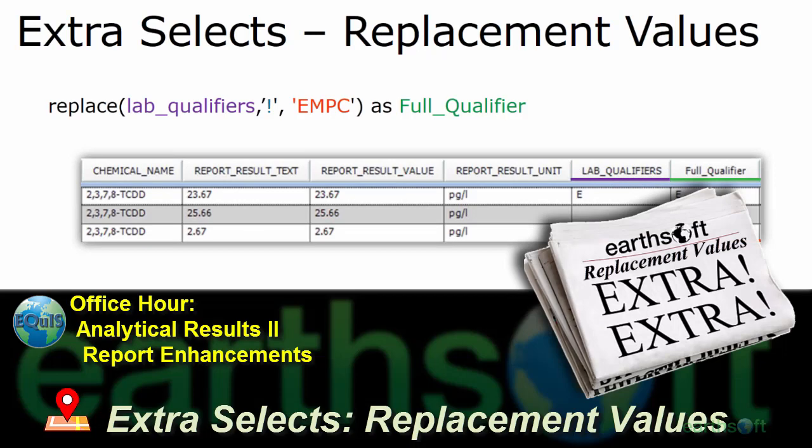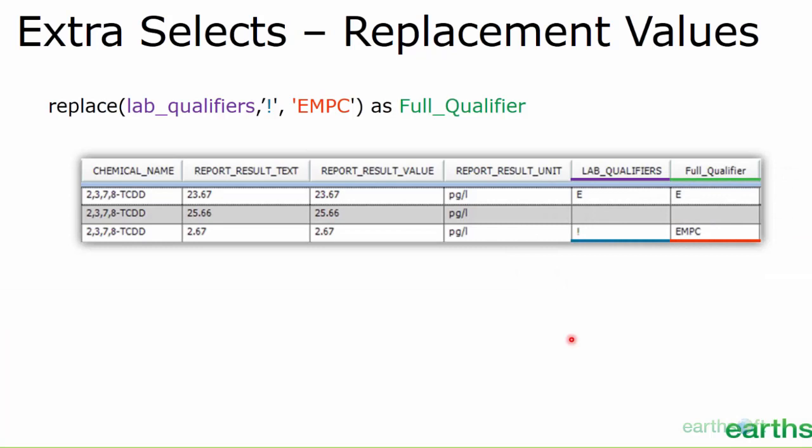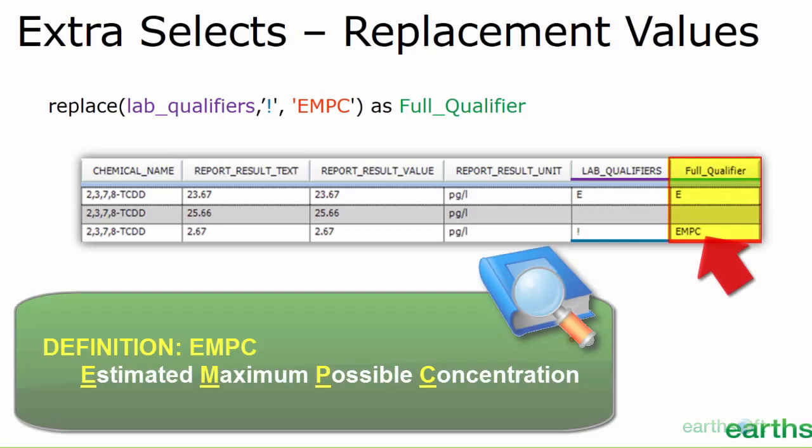The next type of extra selects that we're going to talk about are replacement values. This is actually a hot topic that came up on the Community Center Forum a couple of days ago, I think. And the conversation was about a requirement in the RT qualifier. It's only a 2-character field length limitation. And for dioxins, you need to have the 4-character EMPC as one qualifier with the dioxins analysis.